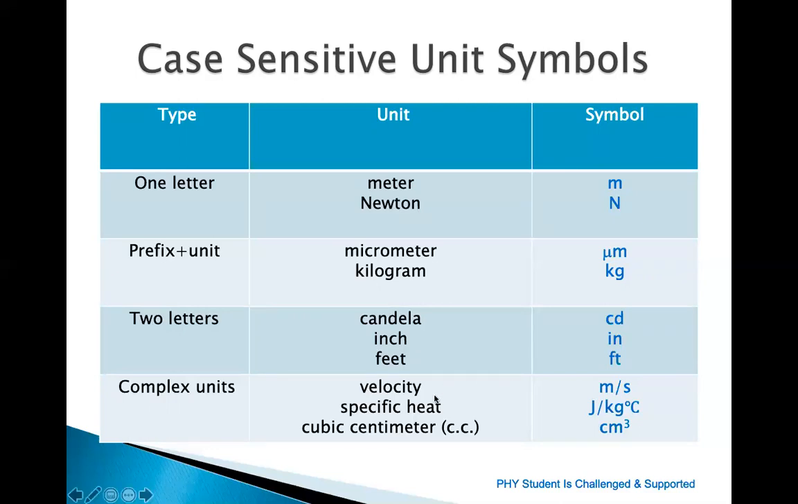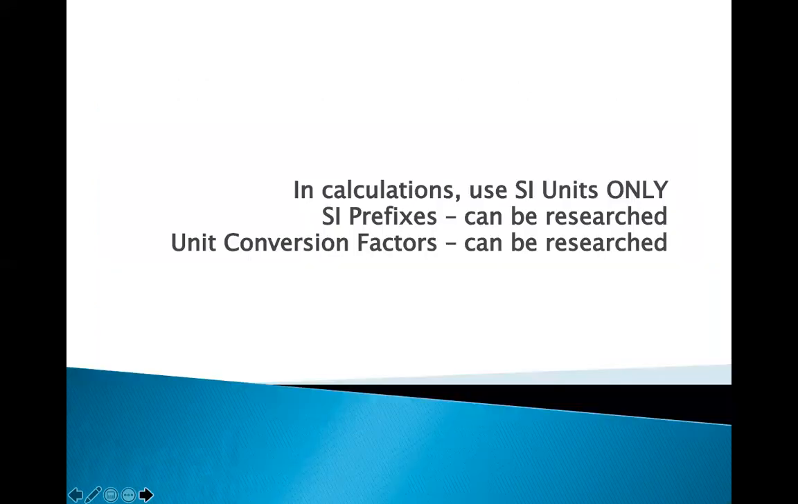And there are complex units, or combined units, we call them: meters per second for velocity, specific heat, joules per kilogram per degree Celsius. Cubic centimeter, that's what CC is short for, is really centimeter times centimeter times centimeter. That's what we mean by centimeter cubed or cubic centimeter.